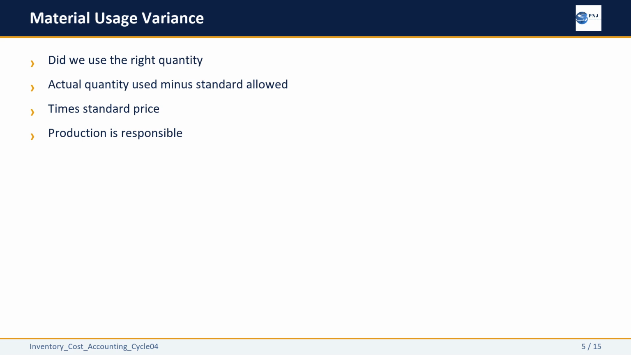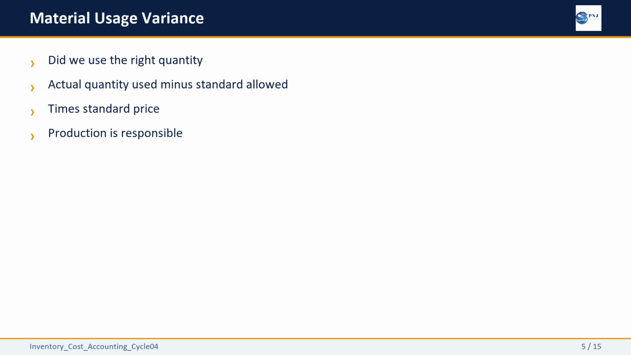Paying the right price is only half the story. The material usage variance asks whether the factory floor used the right amount of material. Here you take the actual quantity used, subtract the standard quantity allowed for the output you made, and multiply by the standard price. Standard quantity allowed is simply the standard per unit times the actual units produced. Favorable means you used less than expected.